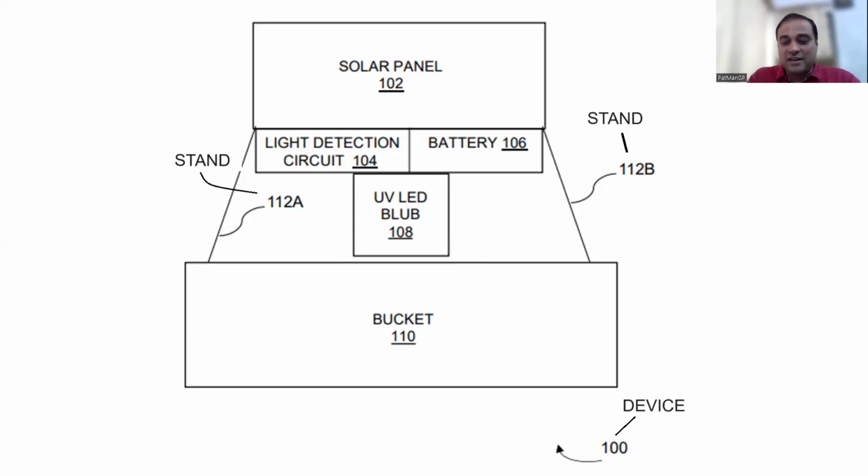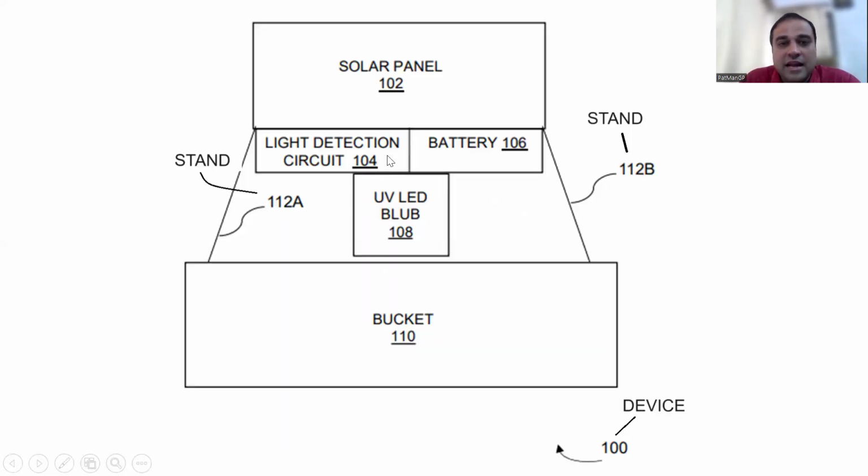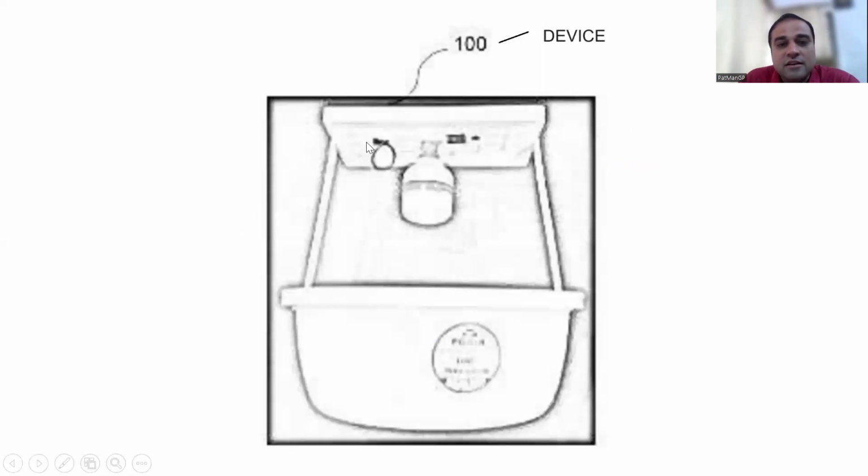So I'll go to the next slide. There's a photo of the product as it is seen in real time. It is a black and white outline. So this is the LED bulb over here. I'll urge you to follow my pointer. The light detection circuit is on this side, and of course the battery is embedded inside this frame. So these are the two stands, and this is the bucket in which the dead insects get collected. So this is the product for you today, and this is also a patented invention.